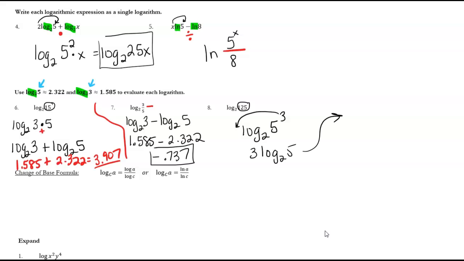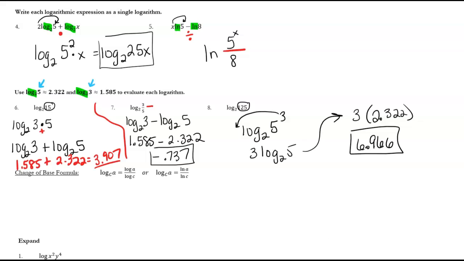Well, log base 2 of 5 is 2.322. So it becomes 3 times 2.322, which is 6.966. And that's the answer.